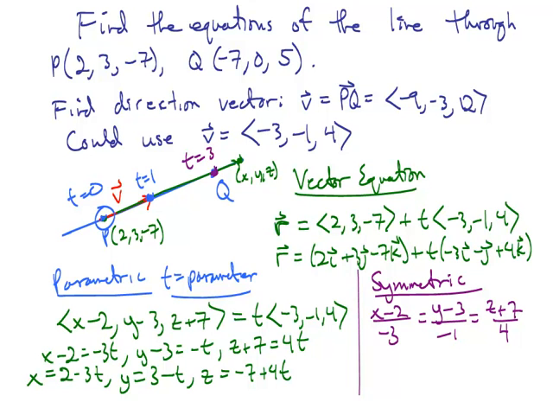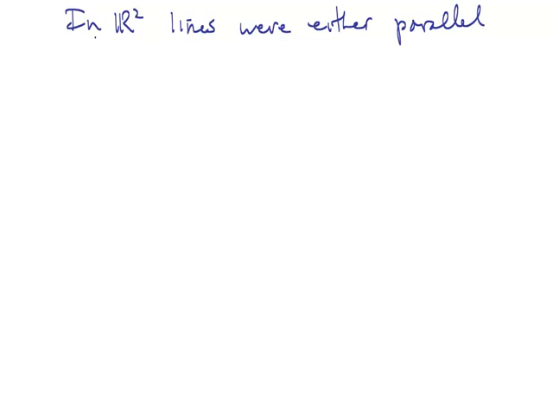Okay, now we have the concept of parallel lines in R2. Recall that in R2, lines were either parallel or they intersected, assuming they are distinct lines.